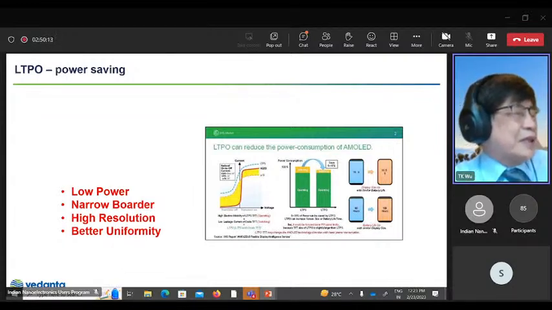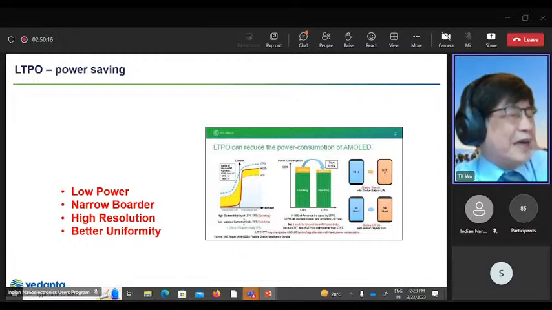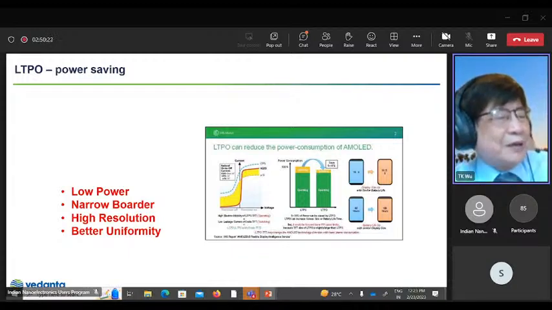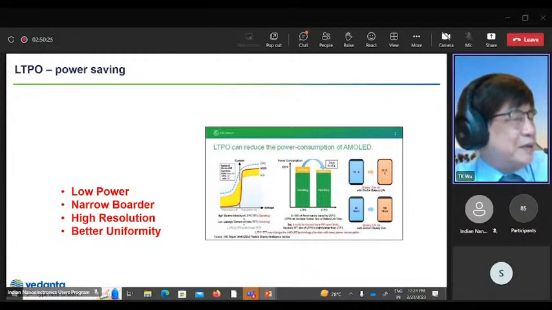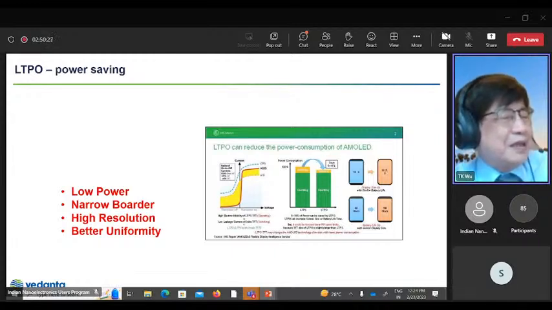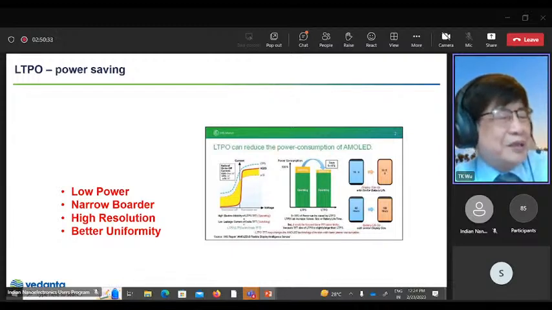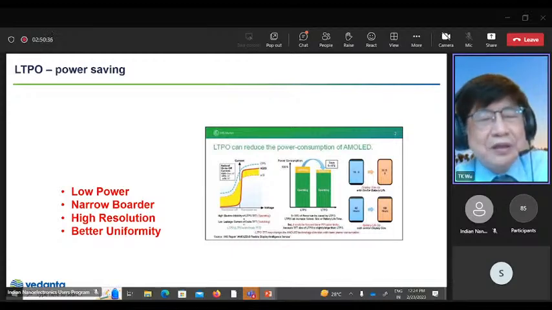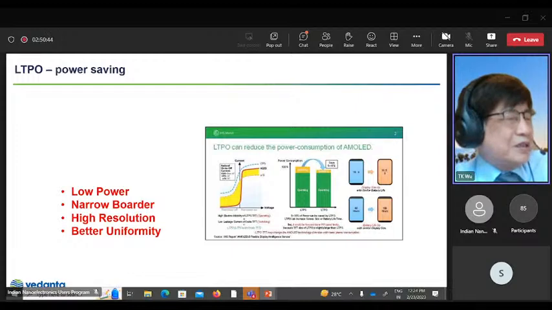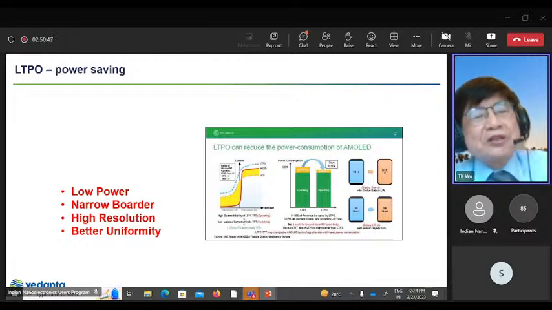The oxide TFT LCD, we call IGZO, Indium Gallium Zinc Oxide, has a much higher mobility, like 20 centimeter square per volt second, compared to 1 to 3 centimeter square per volt second for MOSFET silicon. Also, the key is that the leakage current for oxide TFT is very, very low. As long as the leakage current is very low, we can use low frame rate technology.